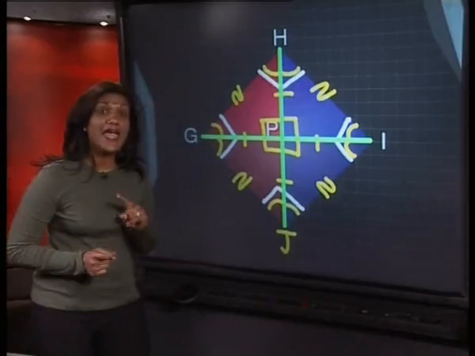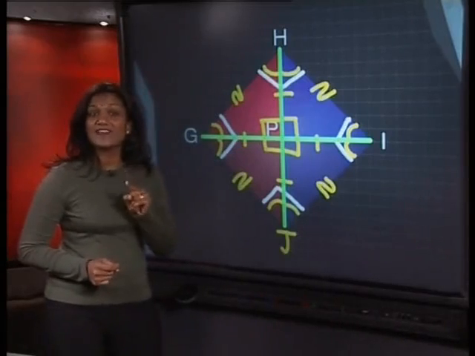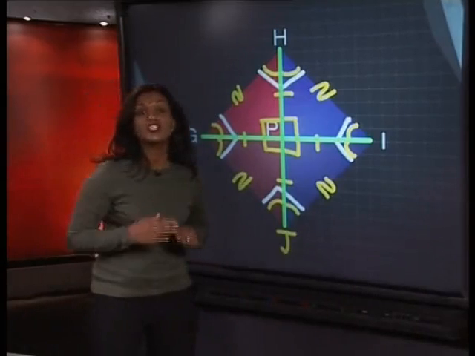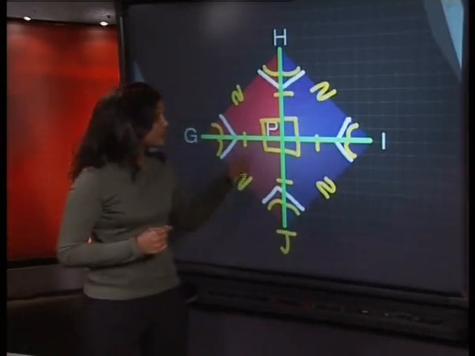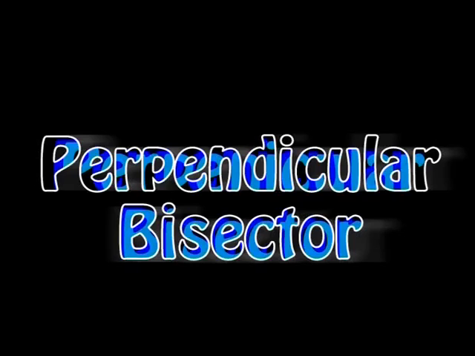Now, what about the angle at which the diagonals cut each other? We say that the diagonals are perpendicular to each other because all the angles at P are 90 degrees. In other words, each diagonal is a perpendicular bisector of the other diagonal.